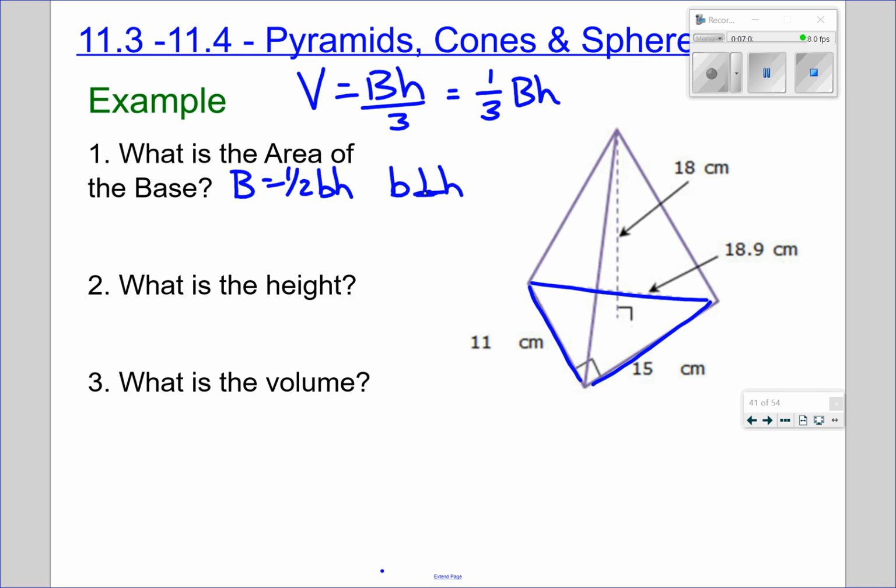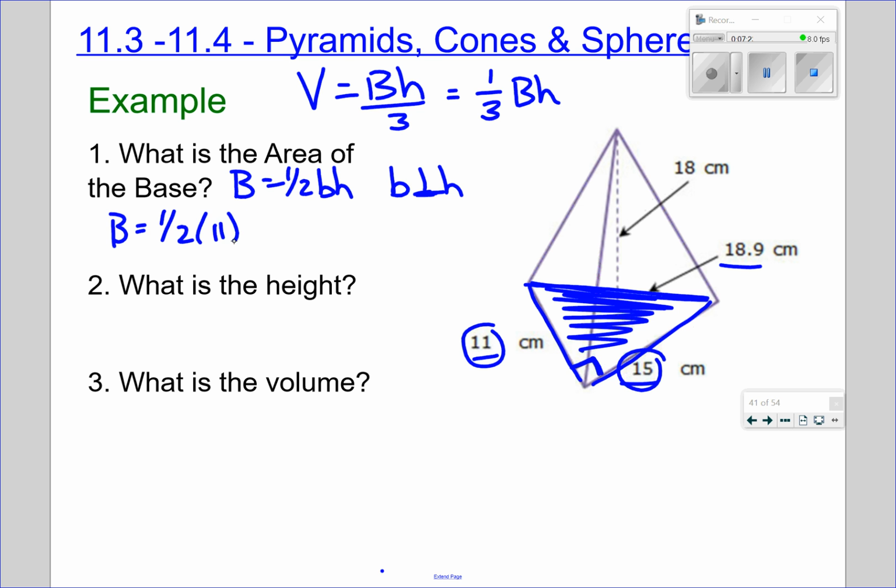If we look at the base of our shape here, this whole thing, we have this 18.9 pointing to this side, we have the 11 pointing to the left side, and then the 15 pointing to the right side. But we need to pick the two that are perpendicular. So we're going to take this 11 and 15 because they have this right angle in between them. So the area of our base would be 1/2 times 11 times 15, and if we do 11 times 15 and cut that in half, we're going to get 82.5. And this would be square centimeters. That's a nice number, so I didn't round that.